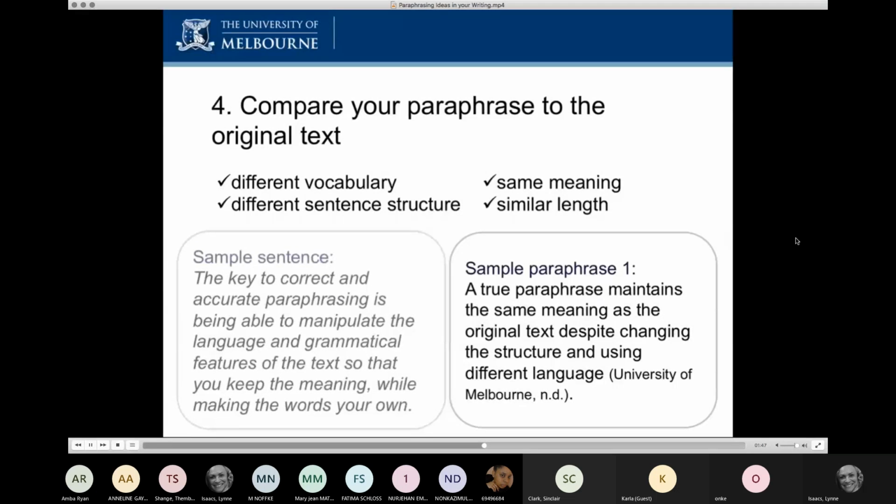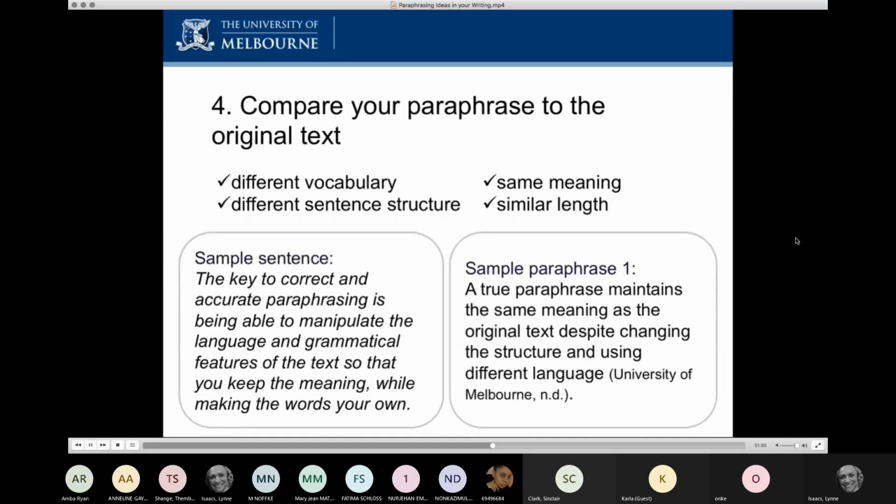Finally, compare the original text with your paraphrase and ask yourself if the vocabulary and sentence structure are different to the original. Even if you have a short phrase or series of distinctive words from the original text, these words should be enclosed in quotation marks. Also, keep the meaning the same and the length similar to the original. Once you're happy with it, add an in-text citation and your paraphrase is complete. If you think you can improve your paraphrase further, it's okay to go back to step 3 and try again.